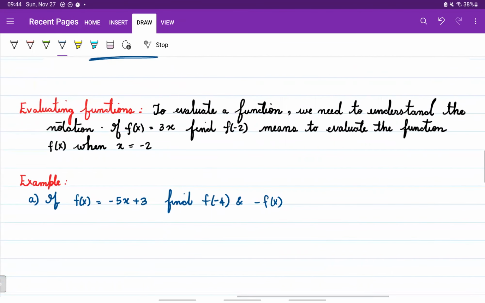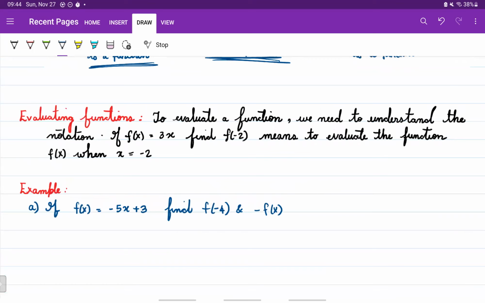Okay, let us move on now to evaluating functions. To evaluate a function, we need to understand the notation. So here we have f of x as 3x. If f of x is 3x, find f of negative 2. This means to evaluate the function f of x when x is negative 2.